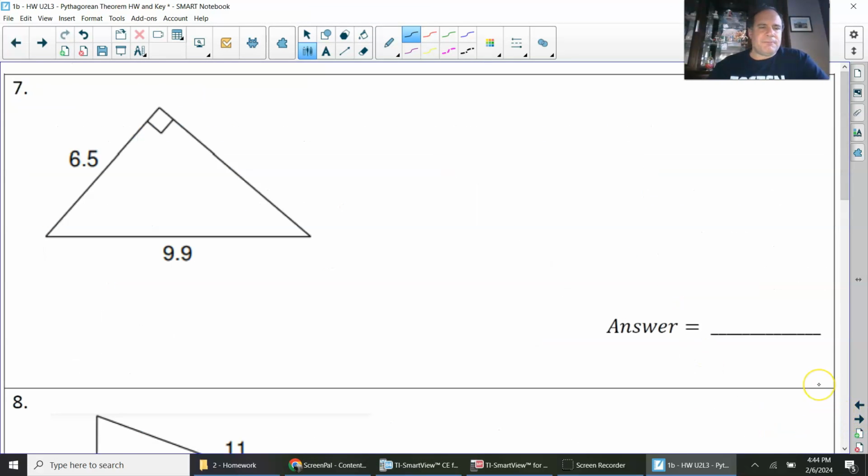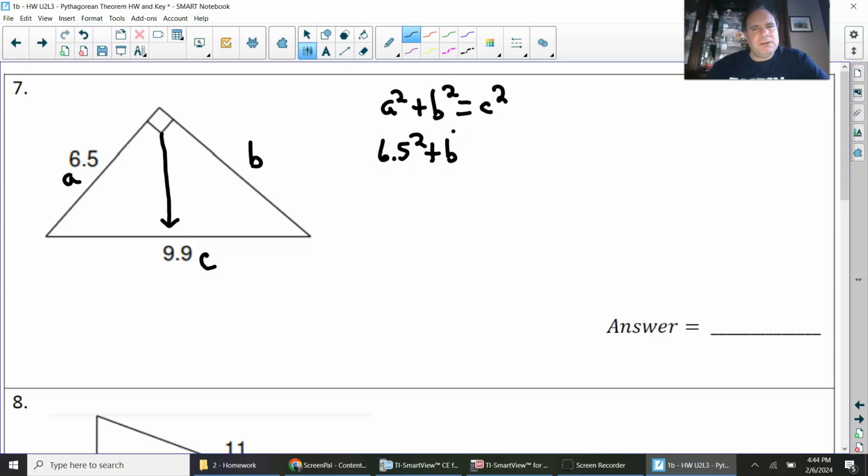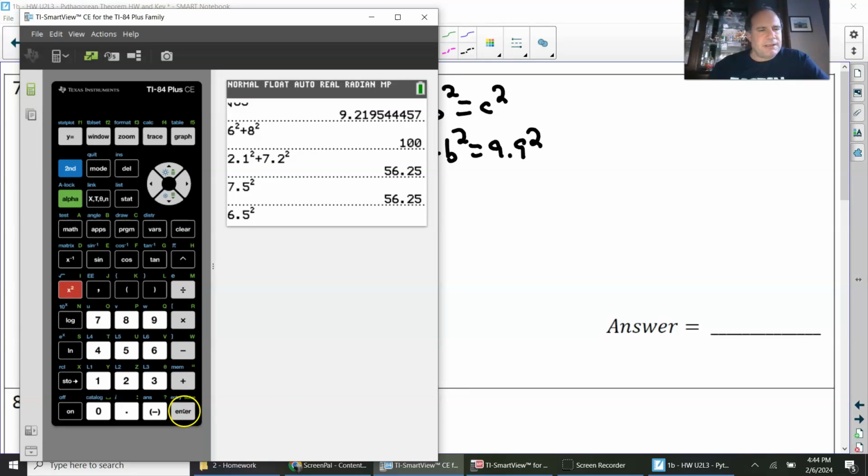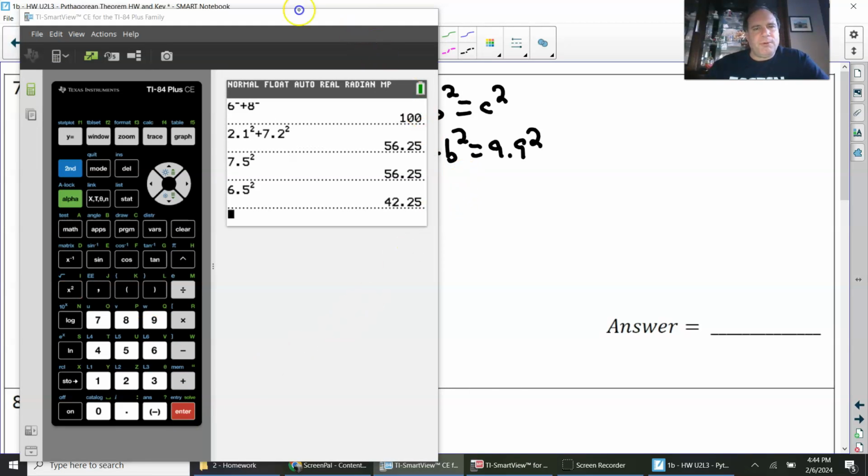So the next problem that I'm just going to do with you is now trying to solve for a missing side. Just like in the lesson, we're going to draw the arrow right to side C. I'm going to label this A, and I'm going to label this B. So I'm going to write down the Pythagorean Theorem, just like this. We have 6.5 squared plus B squared equals 9.9 squared. So I'm going to just do some work here. 6.5 squared. Don't know what that is, but my calculator is going to tell me. That is 42.25.